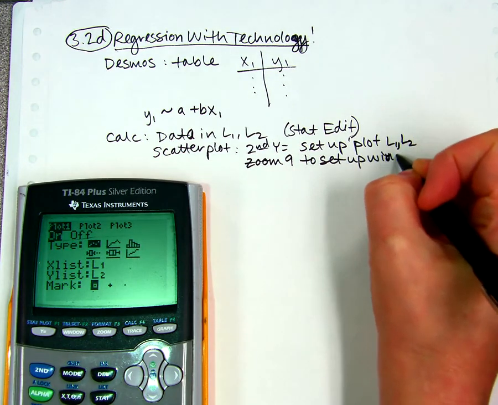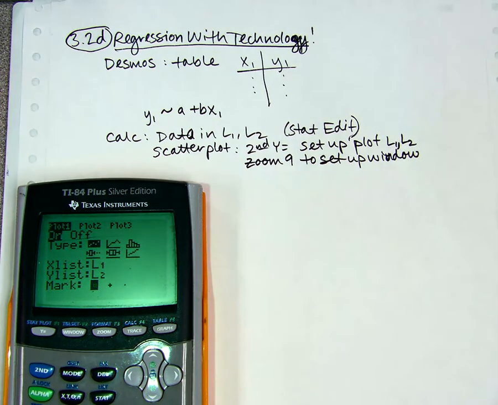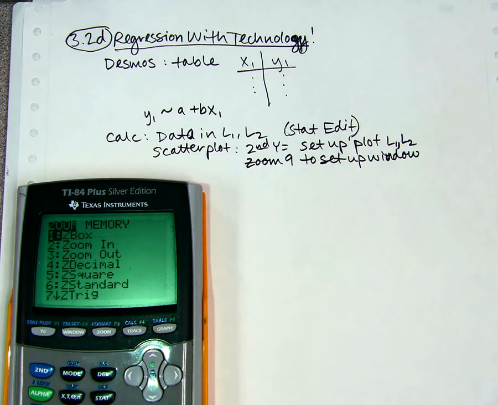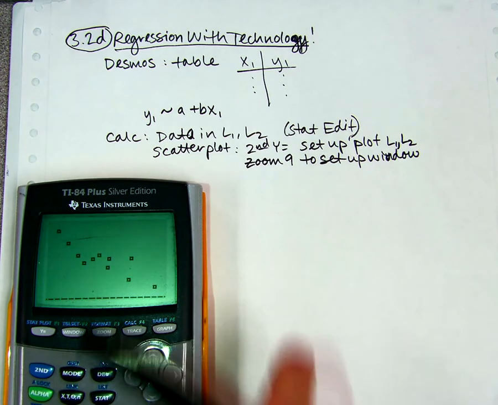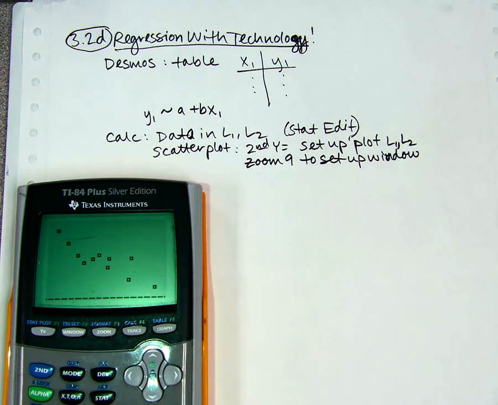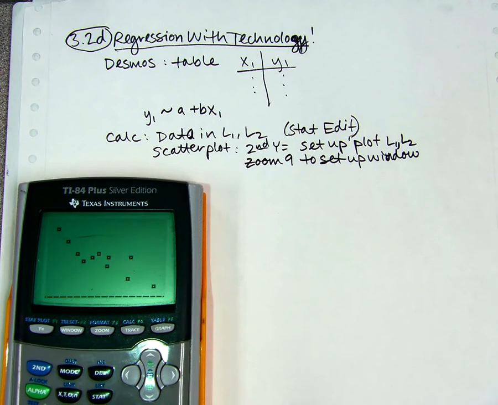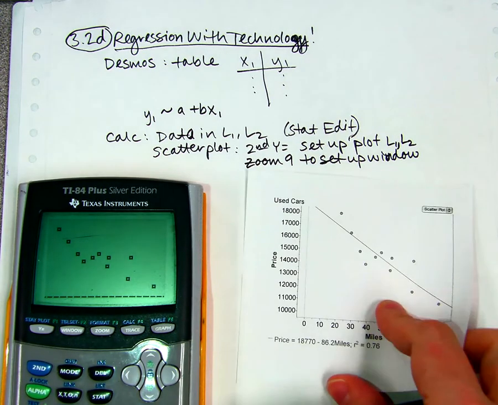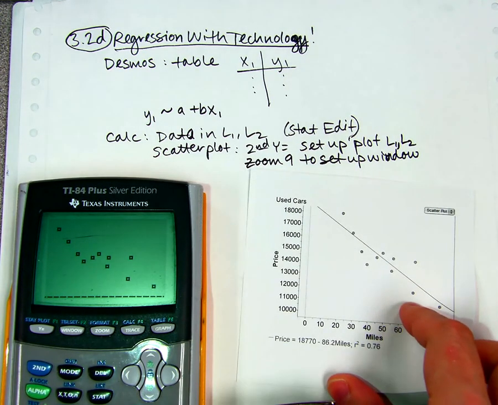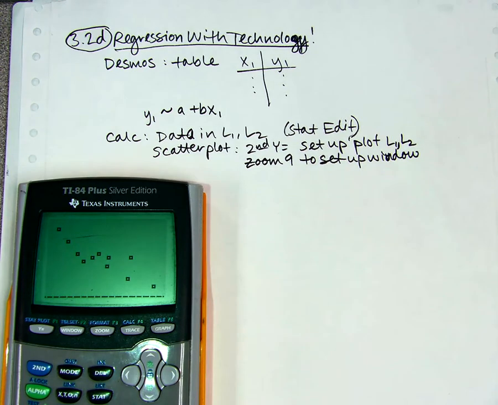I may have talked about that before, but I'm putting it in these notes just to make sure. I know we talked about it with histograms and things like that. Zoom 9 is the stat zoom that automatically sets up your stat window. And that's the graph that we saw before when we had it on Desmos, or wherever it was that we had this data before. That's the graph.